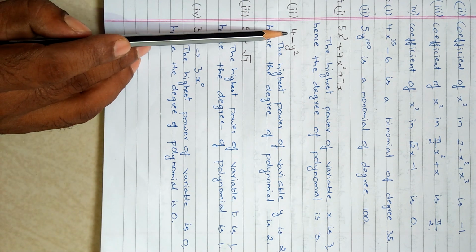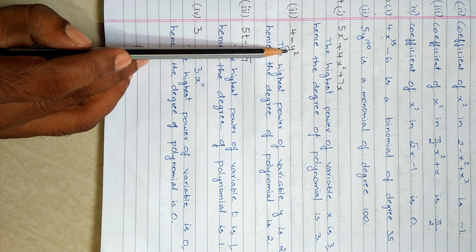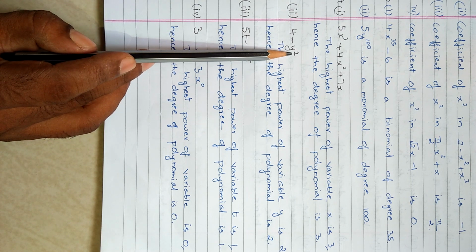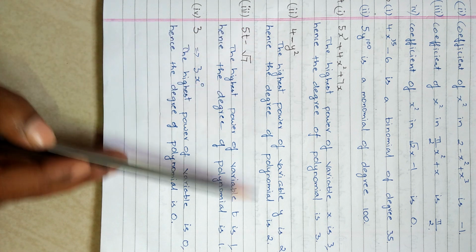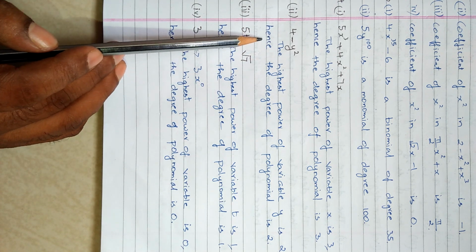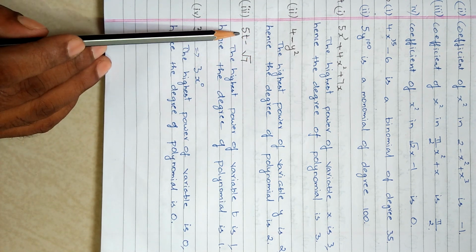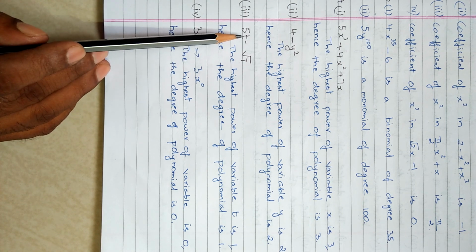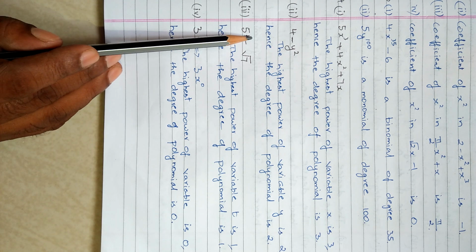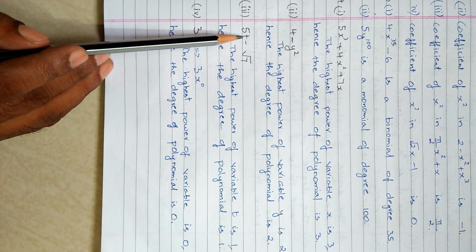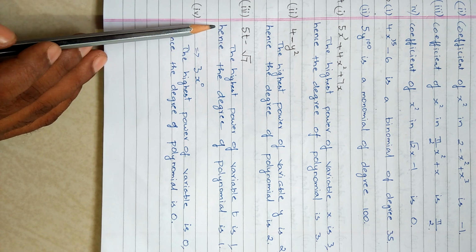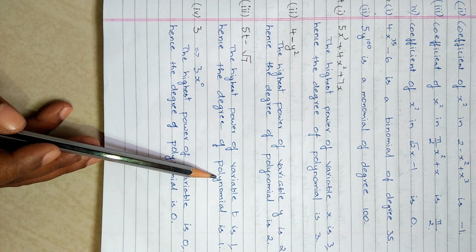In the same manner, second one, 4 minus y squared. What is the highest power here? The highest power is 2. Hence the degree of the polynomial is 2. Third one, 5t minus root 7. The variable we have here is t. What is the power? Nothing is given, which means it is understood to be power 1. T power 1. The highest power of the variable t is 1. Hence the degree is 1.